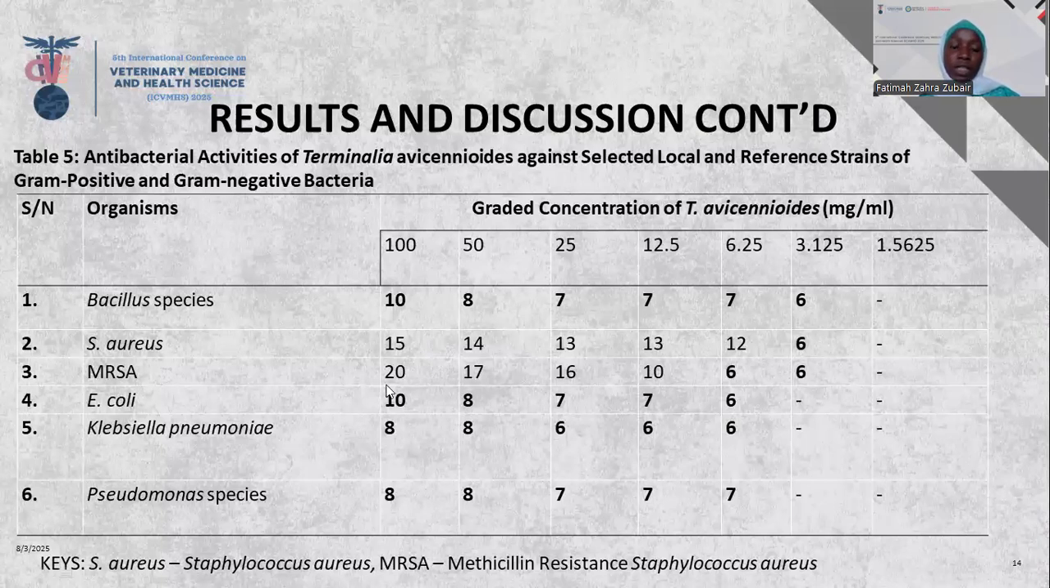In a study conducted by Mann et al. 2019, they reported that plants that are high in tannins, glycosides, and flavonoids have good antibacterial activities against E. coli, Klebsiella pneumoniae, and Pseudomonas species, which is in contrast to this study because we only made use of one plant extract, which is Terminalia avicennioides. And Terminalia avicennioides is only high in tannin. It has moderate glycosides and flavonoids.